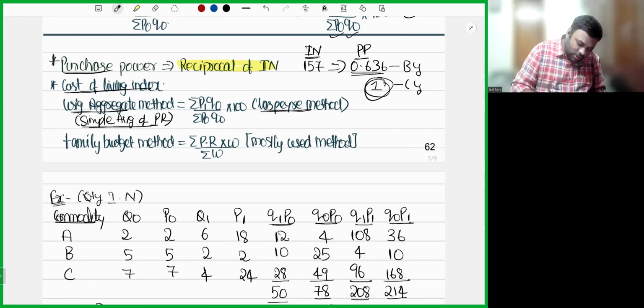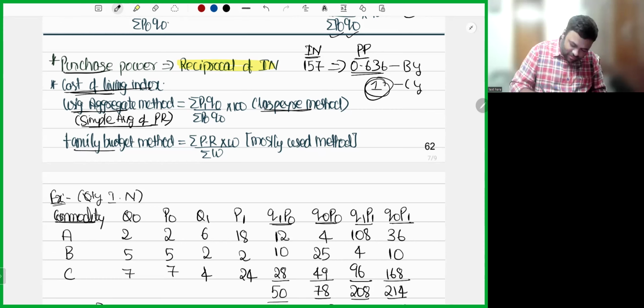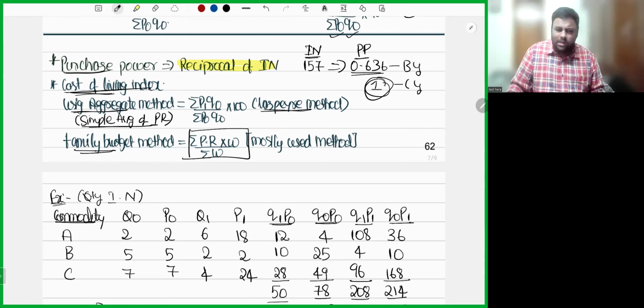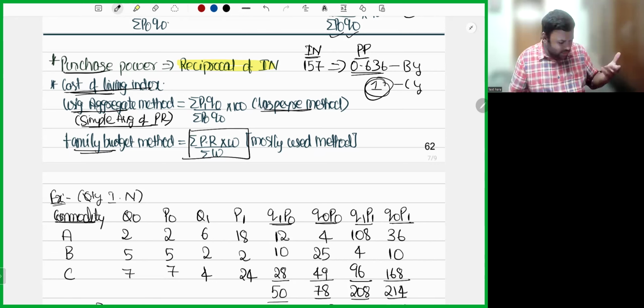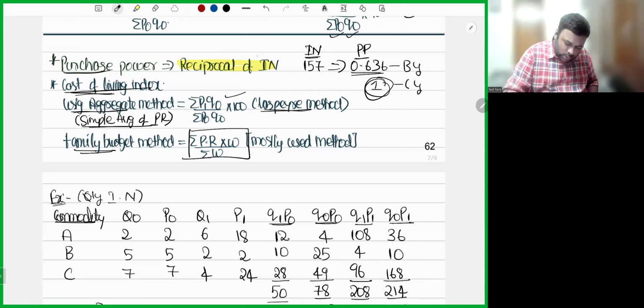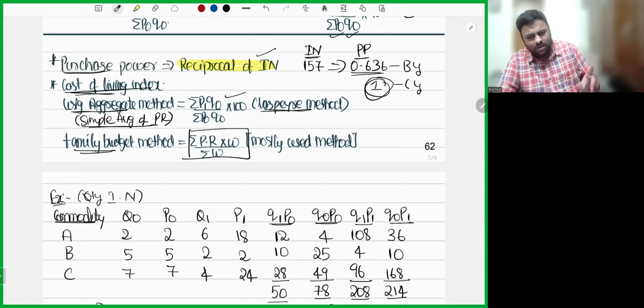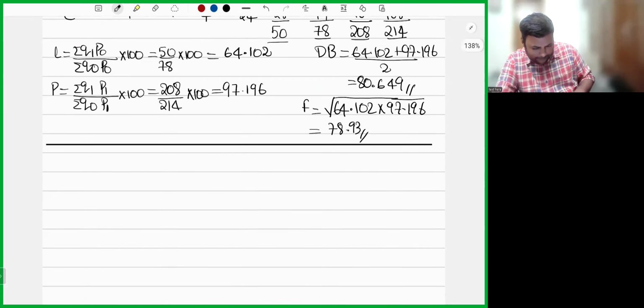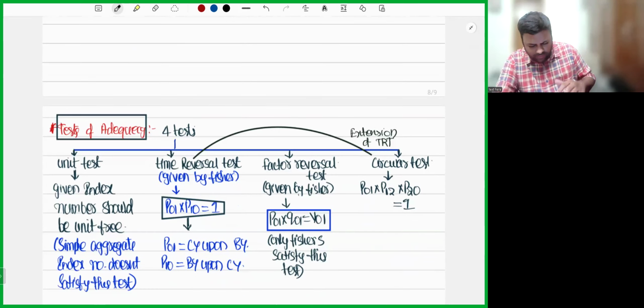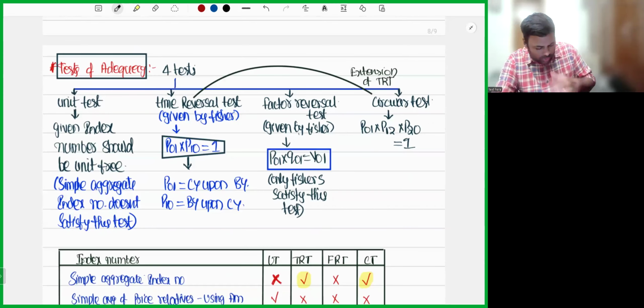Now, cost of living index using family budget method, in very olden days they used to ask this. You'll simply use this formula: summation of price relatives into weights by summation of weights. However, nowadays there is not much relevance of this formula. What is relevant is only this formula and this one. Purchasing power is reciprocal of index number. Remember this line, they'll ask it in MCQ. Cost of living index is Laspeyres index number. Now, we'll do sums in the next session. When we focus on this, we'll go ahead and do the sums.